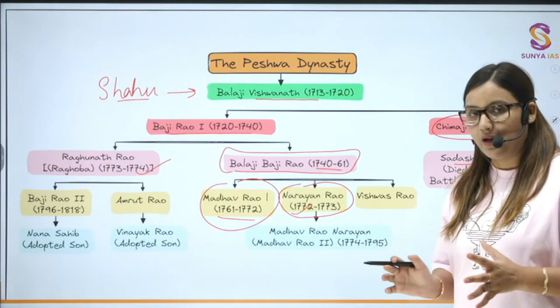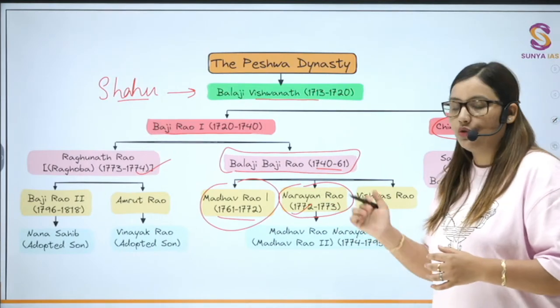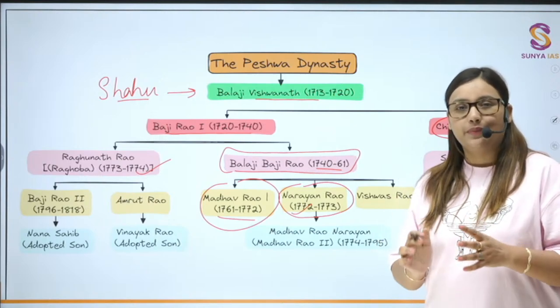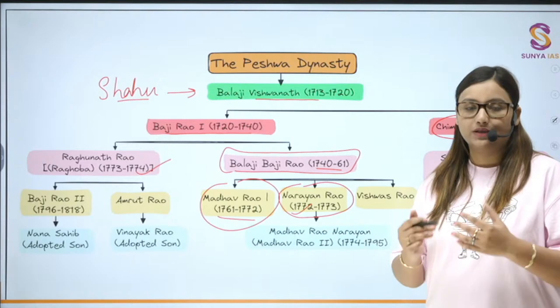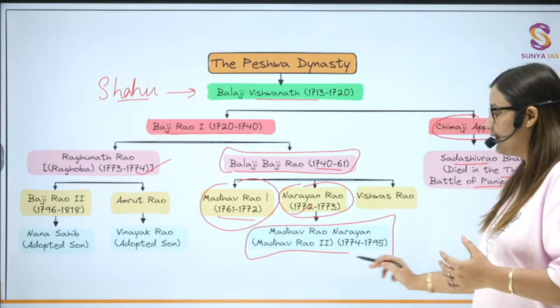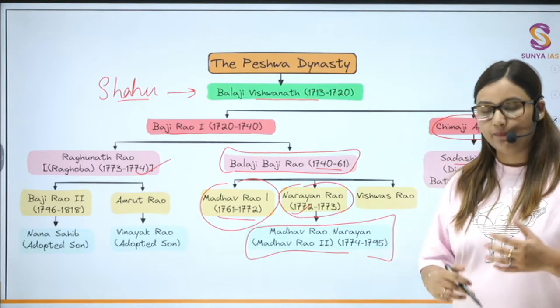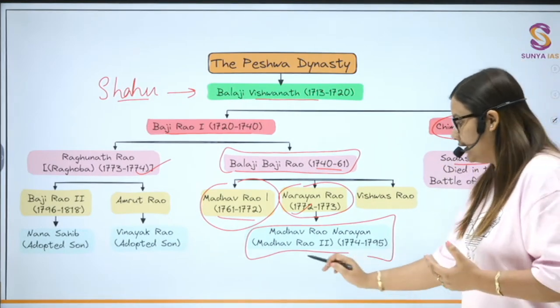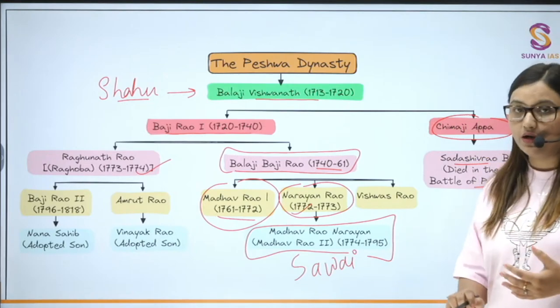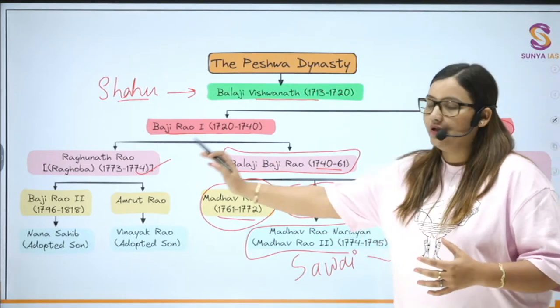And when he got Narayan Rao assassinated, we see that during this planning of murder, when Narayan Rao died, the wife of Narayan Rao, Gangabai, was pregnant, and she gave birth to a son named Savai Madhav Rao Narayan, or Savai Madhav Rao, okay, or we can just call him Savai. So this infant baby would be declared the new Peshwa, which would upset Raghunath Rao.